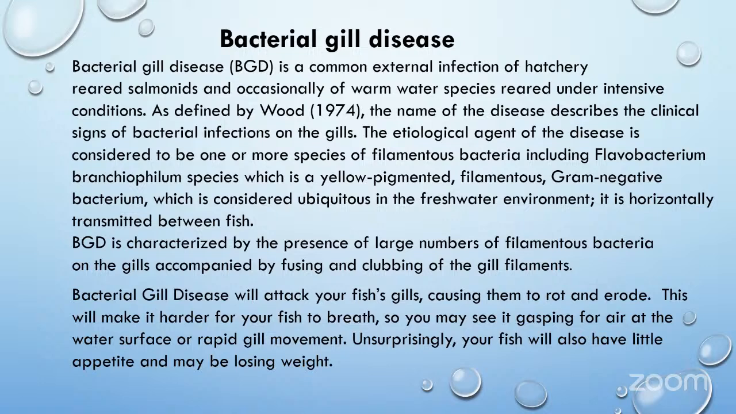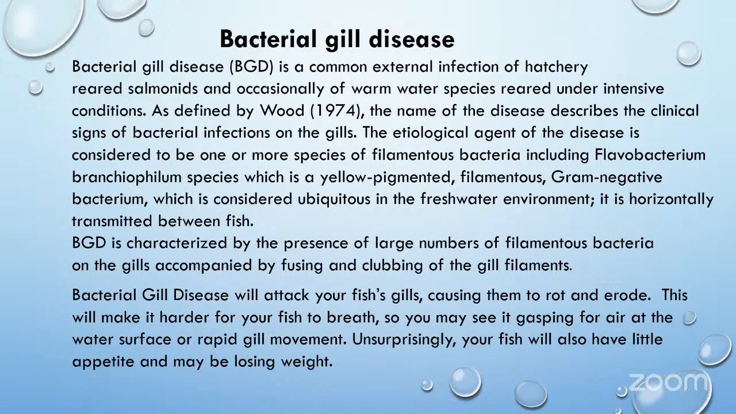Next is bacterial gill disease. It is a common external infection of hatchery-reared salmonids, and occasionally of warm water species, which are reared under intensive conditions. So, as defined by Wood, the name of this disease describes the clinical signs of bacterial infections on the gills. So that is why the name is bacterial gill disease.